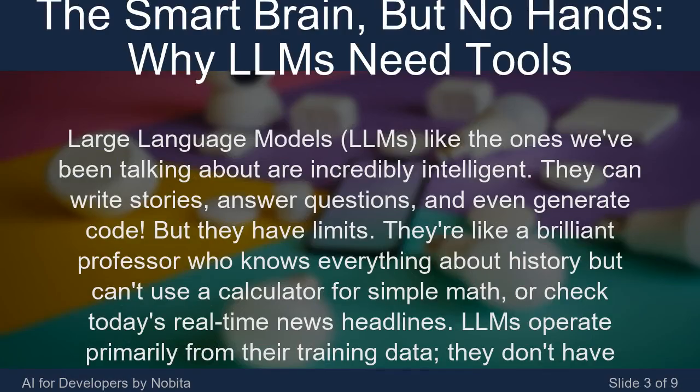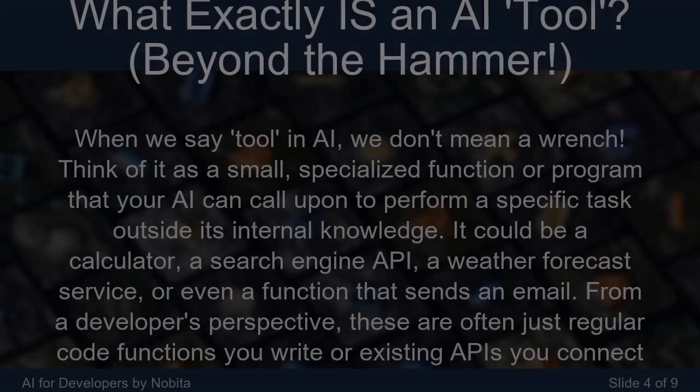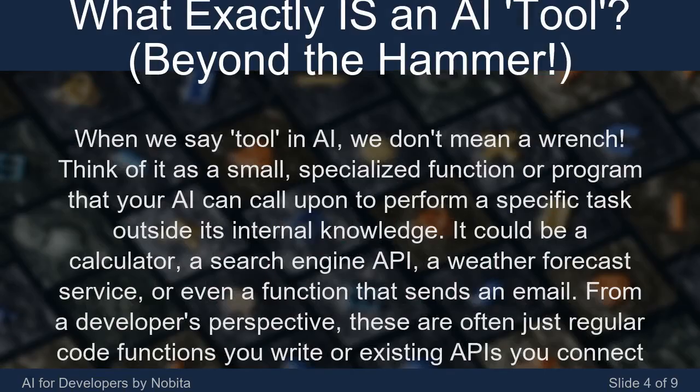Large language models, LLMs, like the ones we've been talking about, are incredibly intelligent. They can write stories, answer questions, and even generate code, but they have limits. They're like a brilliant professor who knows everything about history but can't use a calculator for simple math, or check today's real-time news headlines. LLMs operate primarily from their training data. They don't have real-time access to the internet. They can't run code, or connect directly to other applications. They just know stuff.